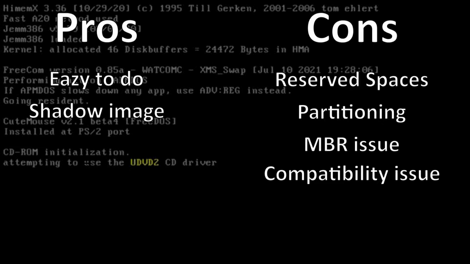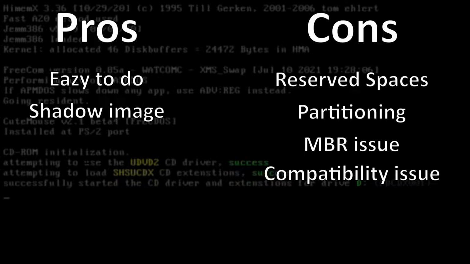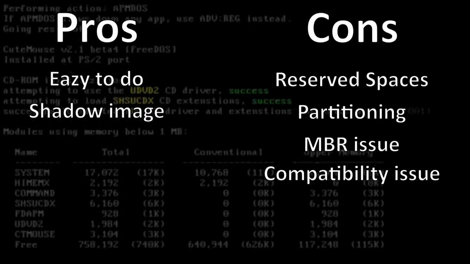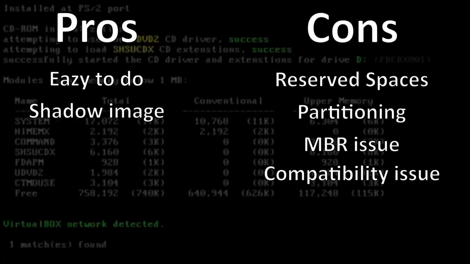It's relatively easy to do. You can also keep the VHD file as a backup of the FreeDOS system. But we're not able to use the whole USB since we reserve some space. And worst of all, if we didn't partition well, the partition size will be limited to 2 GB.